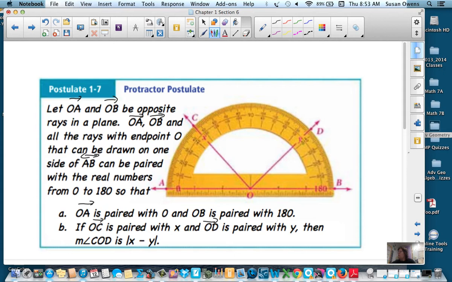So they're saying that I could put rays anywhere. I don't want to put them at the bottom because my protractor's not down there. So that's what they mean by one side. But I could put them on one side of AB, and then I can pair them up with a real number.